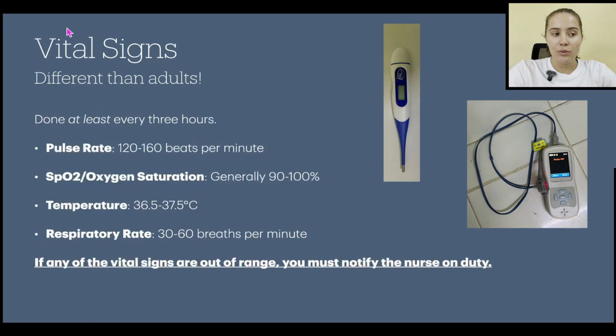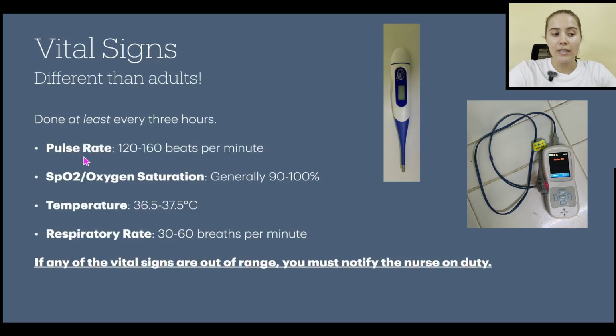So the first thing that you want to do whenever you're starting your touch time is grab a set of vital signs. This is a great baseline for how your patient is doing and how stable they are. So you're probably used to the vital signs that you learn for adults, but for babies, they're very different. They're done at least every 3 hours, but can be more frequent if your baby is really ill.